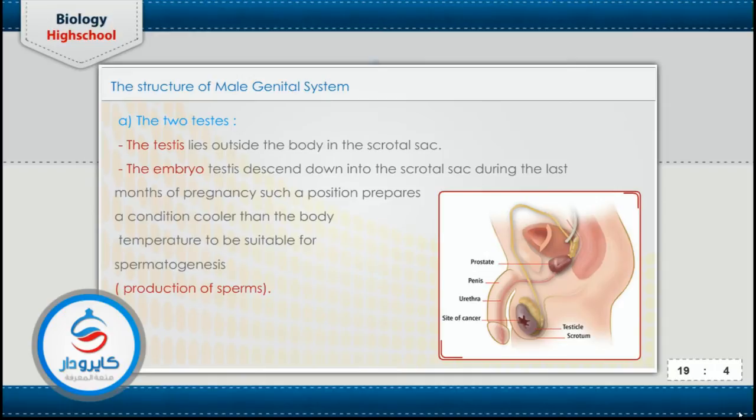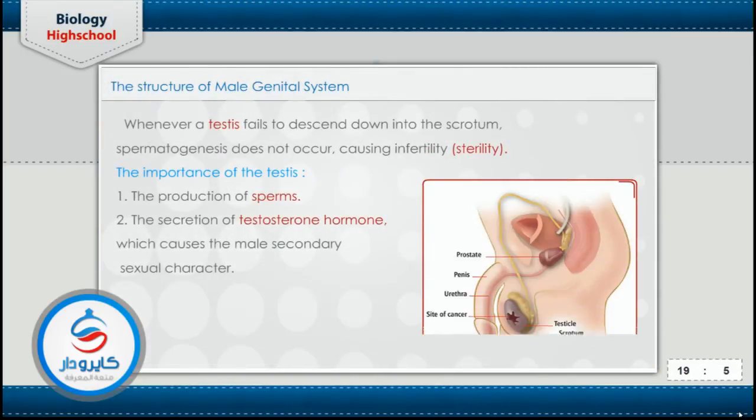In the embryonic stages of the human male, the testes descend down into the scrotal sac during the last months of the pregnancy. Such a position provides conditions with a temperature lower than the body temperature. But if the testes remain inside the body without descending into the scrotal sac, that may lead to sterility or infertility of the human being.